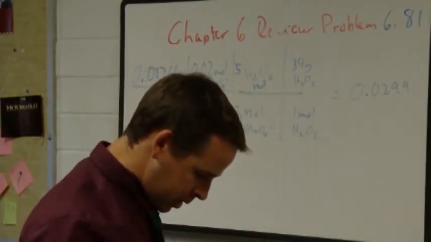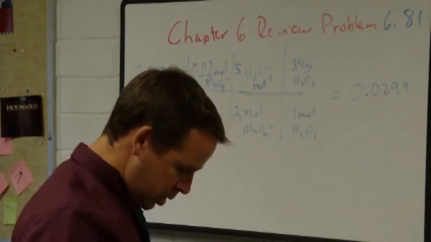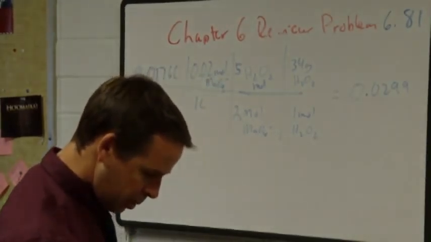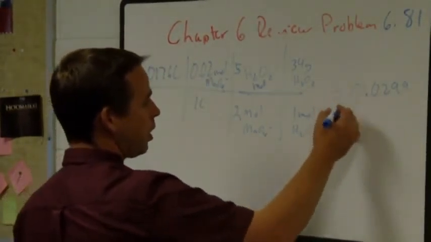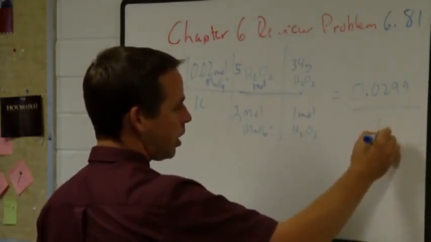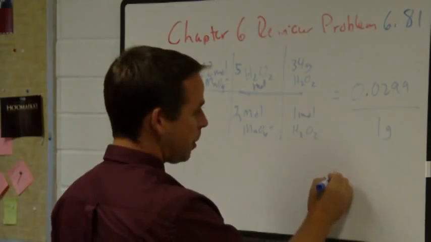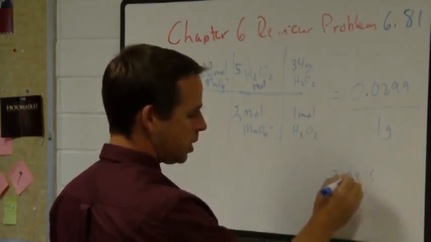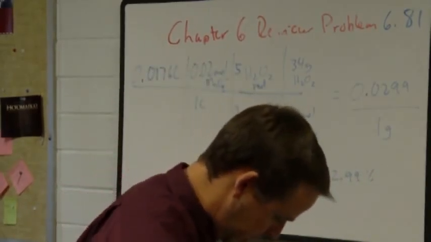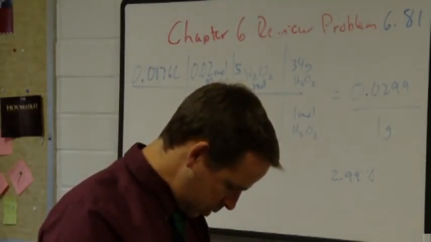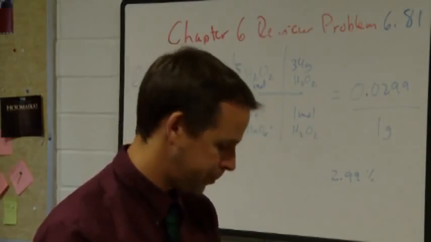What's the percentage by mass of the hydrogen peroxide in the original antiseptic solution? A sample of such solution weighing 1 gram. So they're asking for the percentage by mass. So we had 1 gram. So if this is divided by 1 gram, multiply it by 100, that's going to be 2.99%. All right, so 681. Good.